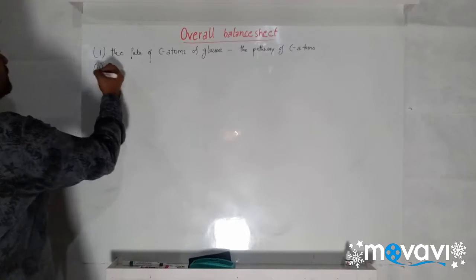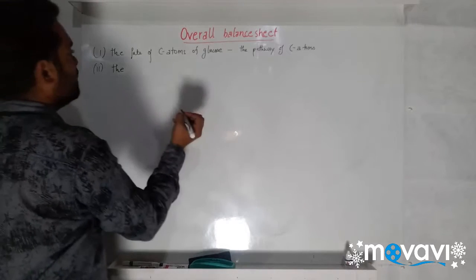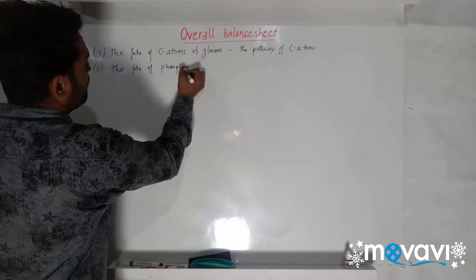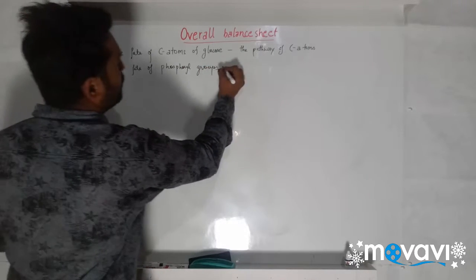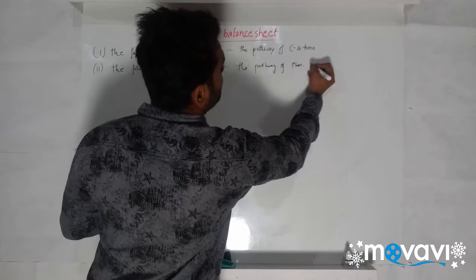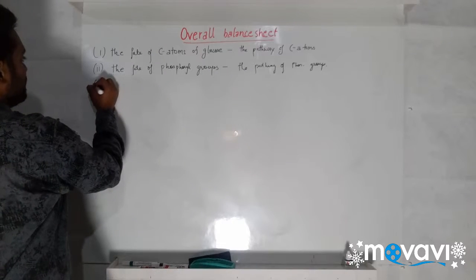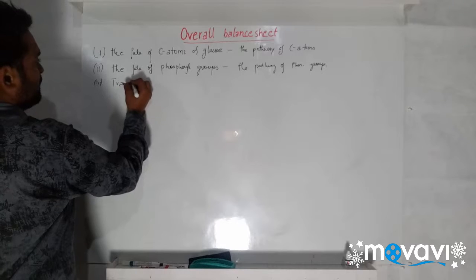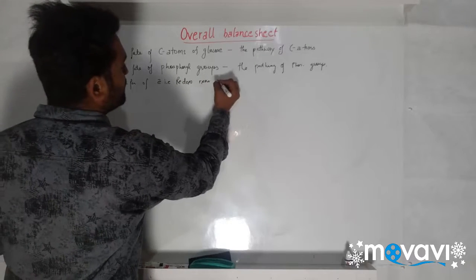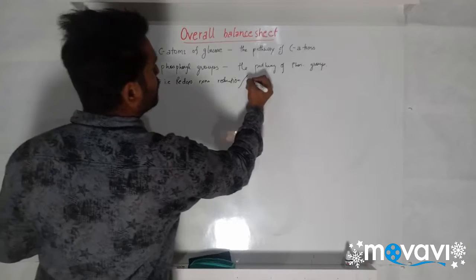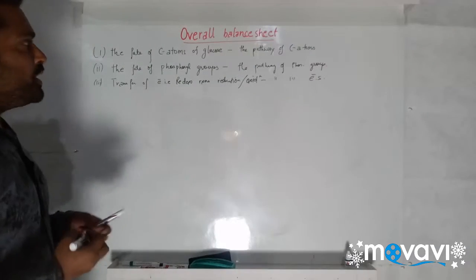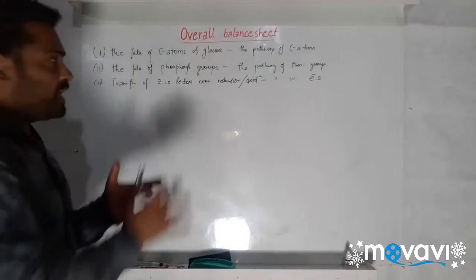The second, we are going to count the fate of phosphoryl groups, or the pathway of phosphoryl groups. The third one is the transfer of electrons, that is redox reactions, or simply reduction or oxidation. This would be the pathway of electrons. So we are going to make an overall reaction for all these things.